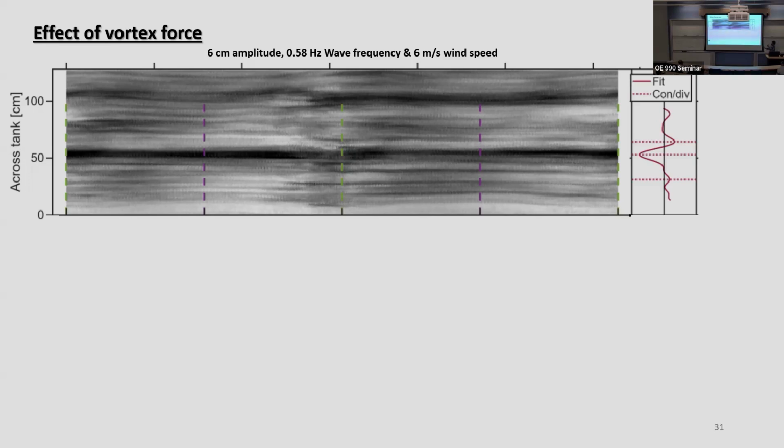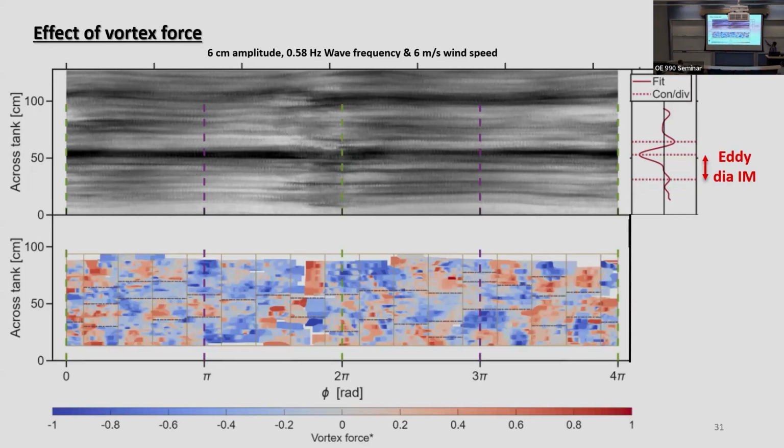If we collapse the whole thing in the phase direction, so sorry, the x-axis is phase here, if we collapse the whole plot in the phase direction, we end up with this spanwise intensity distribution. In this spanwise intensity distribution, these maxima and minima regions show where the convergence and divergence regions are, and the difference between this location and that location gives us our eddy diameter from images. So this is eddy diameter as calculated from an image.